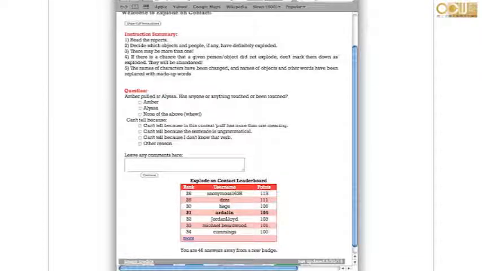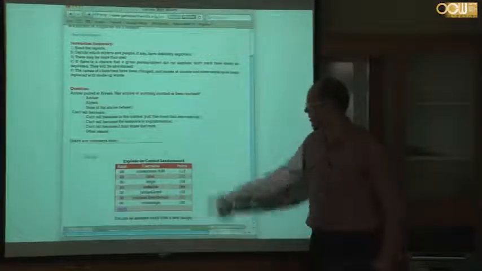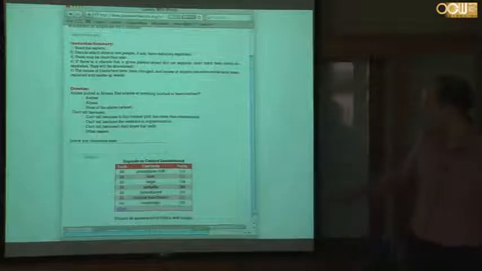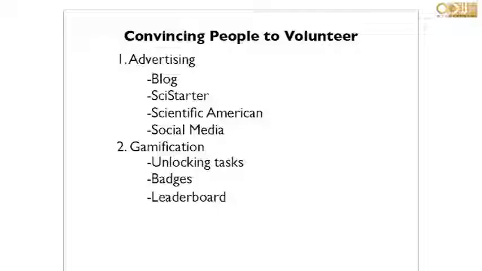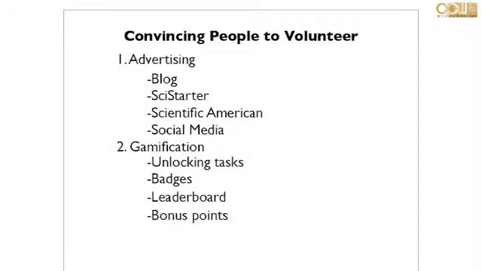There's also leaderboards for every task. So this is Explode on Contact, and you can see where this person is. I think they're ranked number 31 out of everybody on Explode on Contact. All right, so I talked about that. Originally, the number of points you got for the leaderboard and the badges was just the number of questions you answered. But recently, we added something else, which is bonus points.